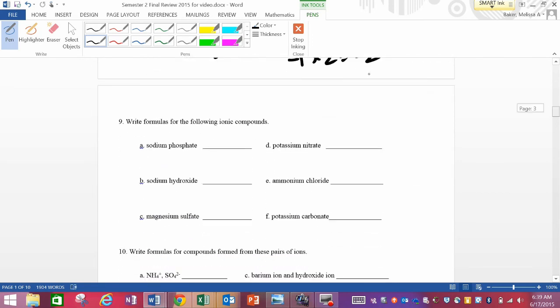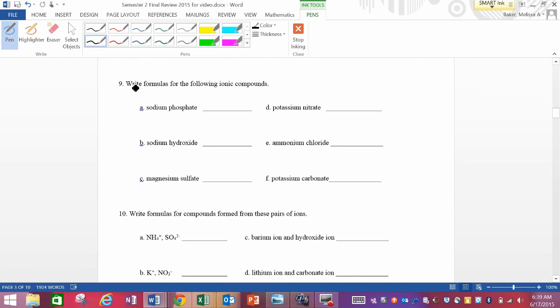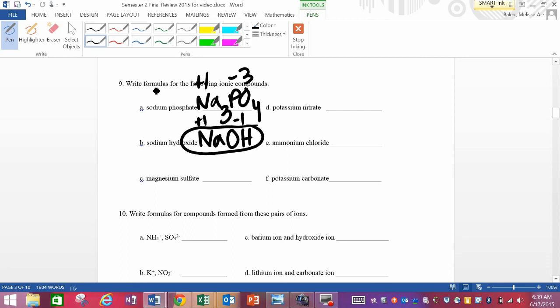Alright, then it wants you to write some compounds crisscrossing, and it has polyatomic ions. So this isn't really harder than what we were doing before. It's just using the polyatomic ions. So Na has a +1, PO4 has a -3, so this is just Na3PO4. Sodium hydroxide, Na has a +1, hydroxide has a -1, so that just cancels out. That's done. Magnesium sulfate. Magnesium's got a +2. SO4 sulfate has a -2. So that's just done. Those cancel out.